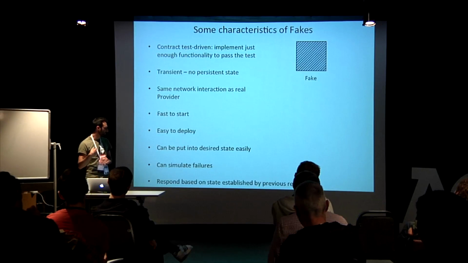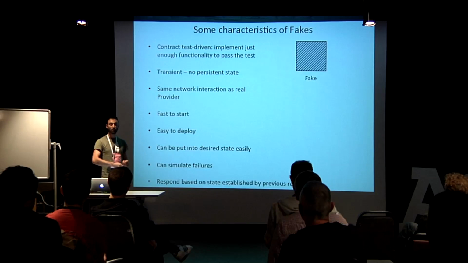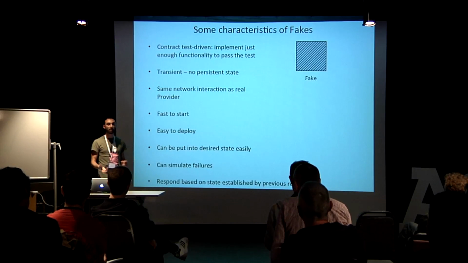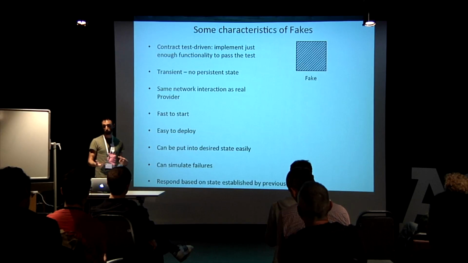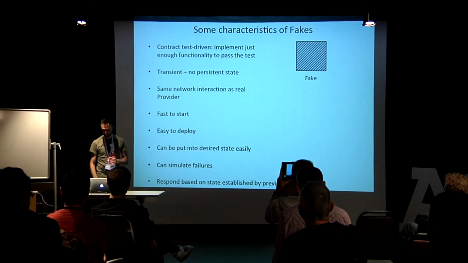Another thing is that they respond based on state established by previous requests. For example, you might create a user with one request, and on the next request you expect to get the user back. What that means is these fakes can be used, for example, in functional or black box tests, where you're not trying to stub every single HTTP request and response. You just want this fake to behave like the real system when you swap them out.